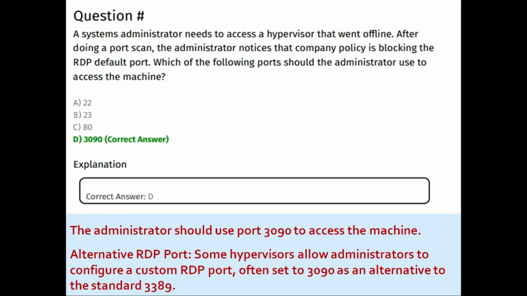So let's check the explanation. The administrator should use 3090 to access the machine because of the alternative RDP port. Some hypervisors allow administrators to configure a custom RDP port, often set to 3090 as an alternative to the standard 3389. So let's move to the next question.